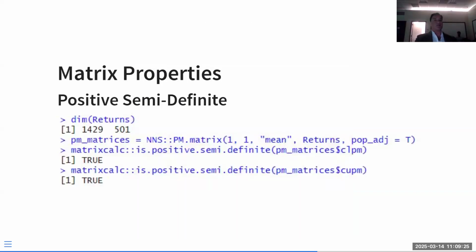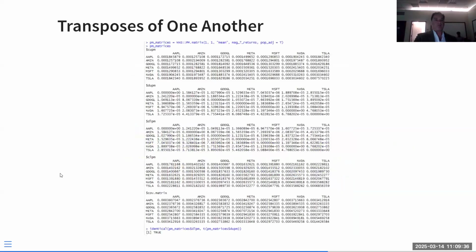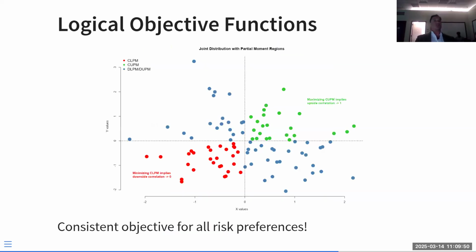Just some properties on these matrices. The co-lower and co-upper partial moment matrices are both positive semi-definite. And here's your 7x7s, by the way. Your divergent matrices are transposes of one another. So they're fairly easy to work with. And of course, this leads to more logical objective functions. We all want to minimize the co-lower partial moment matrix, and we all want to maximize the co-upper partial moment matrix.